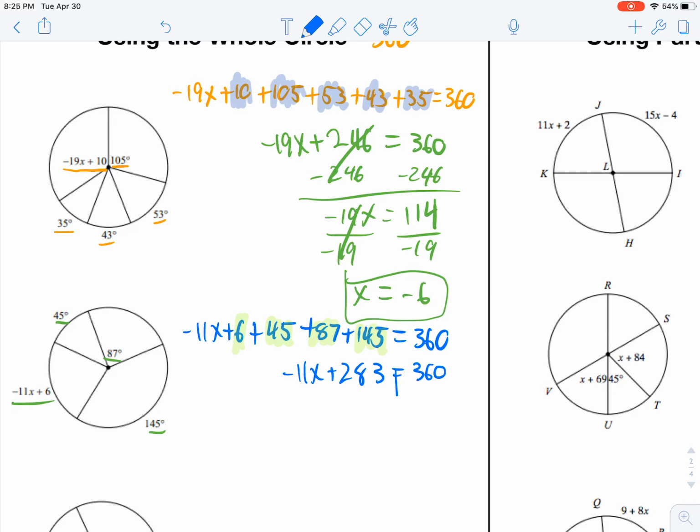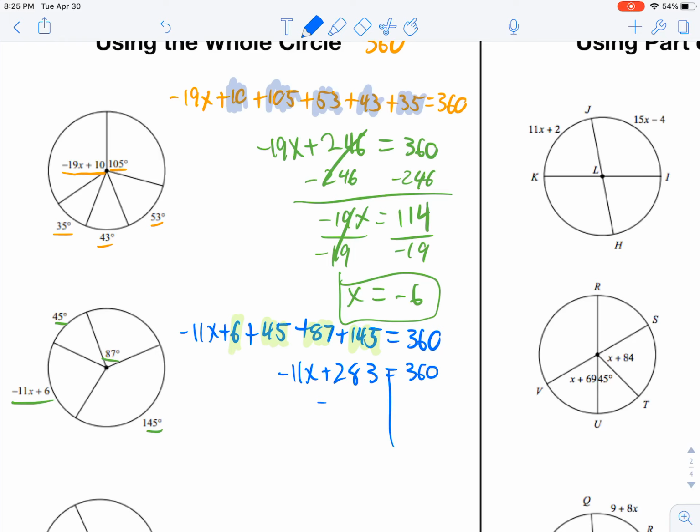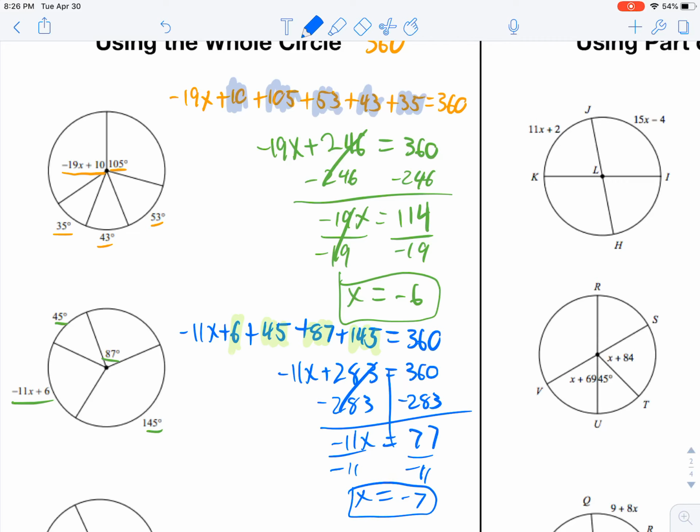Now I gotta get x all by itself. So I'm going to subtract 283 from both sides. Those cancel out, negative 11x is left over, and 360 minus 283 is 77. Divide both sides by negative 11. I get x equals negative 7. That's an 11 over here. There you go. Alright, so there you go.